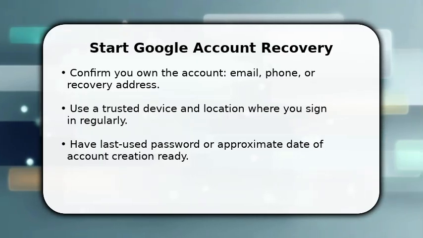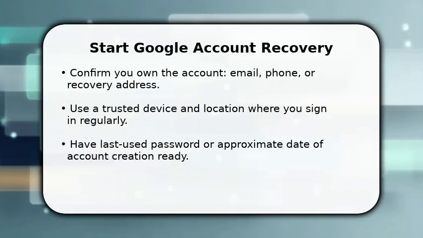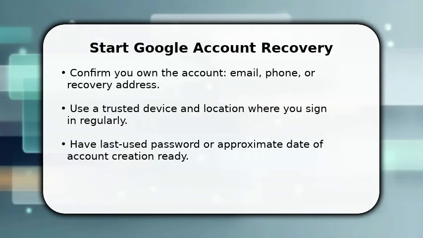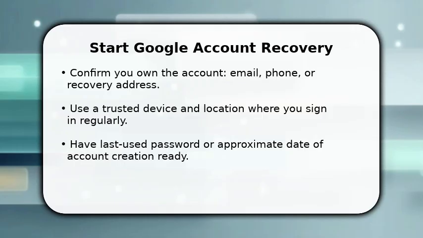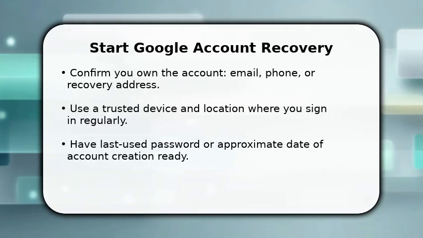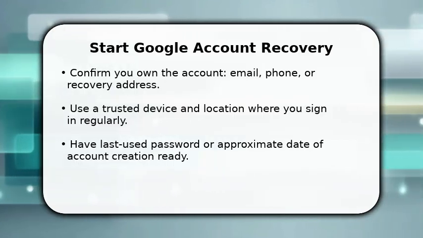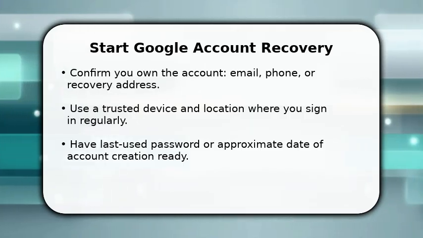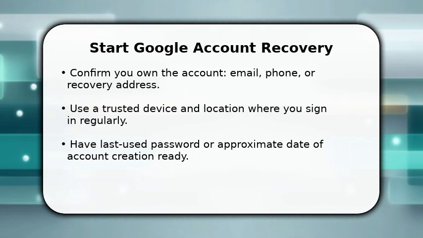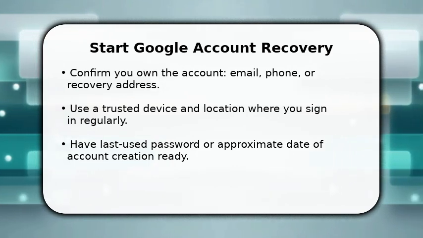You begin by verifying ownership through Google's recovery flow. Go to the account sign-in page and choose Forgot Password. Enter the account email, then follow prompts to receive a code via recovery phone or email. If prompted, provide the last password you remember. This helps Google confirm it's your account. Use a device and location you frequently signed in from. Google weighs familiar devices higher. Once done, proceed to the next verification challenges presented on screen.